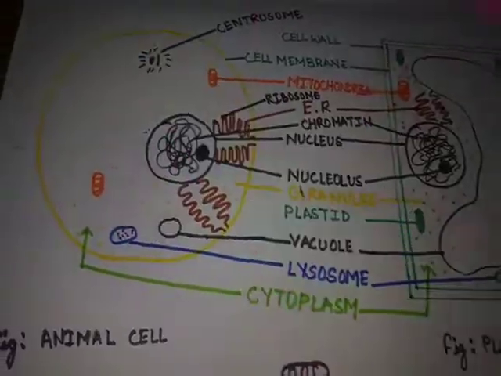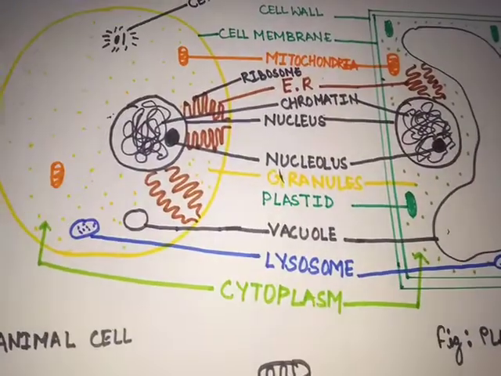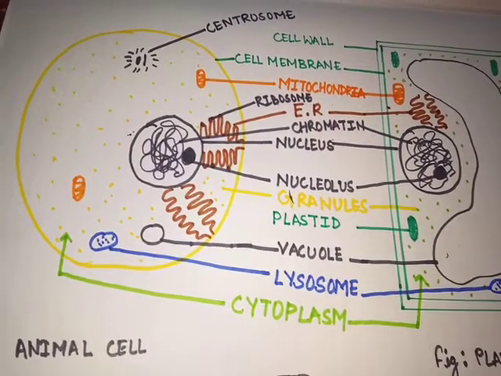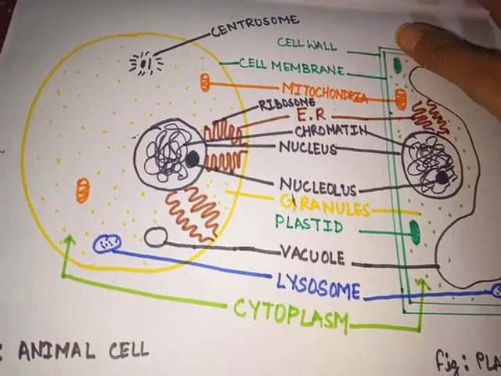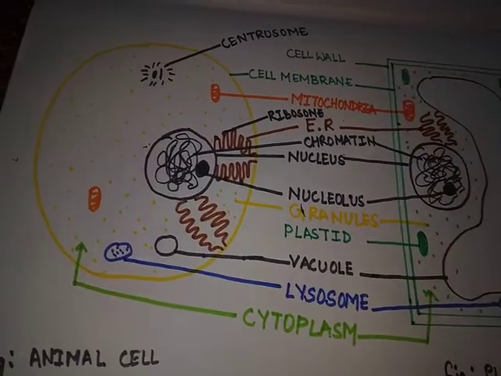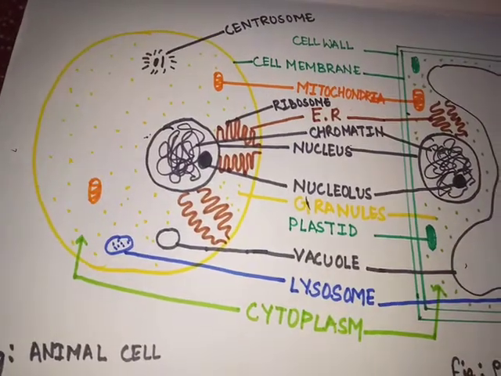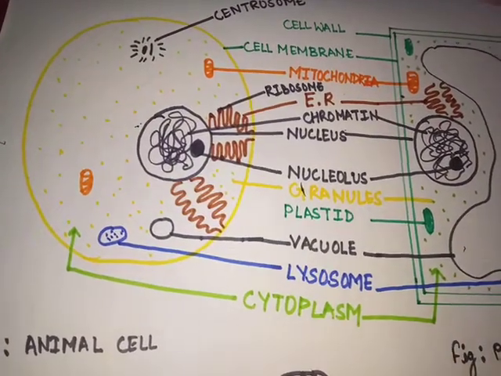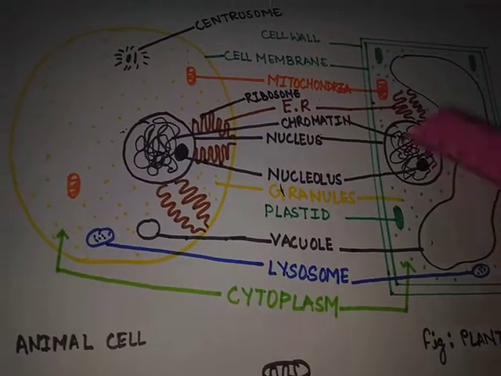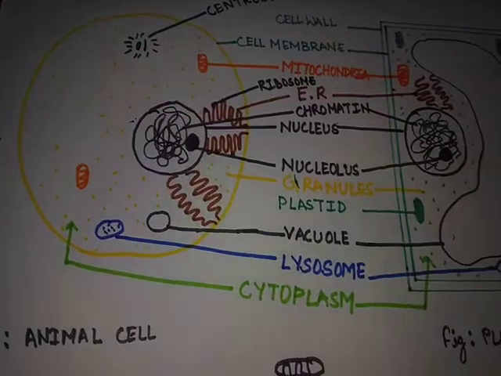Next one, you can see the dotted structures. Here in animal cell I have marked with yellow, and in the plant cell I have marked it with the green color. These are known as the granules. Granules are small particles or droplets which help in storing of food for the cells. In plant cell it stores starch, while in animal cell it stores the glycogen.